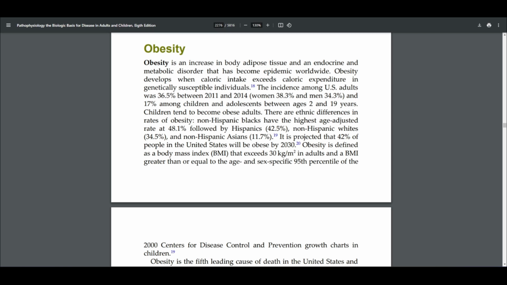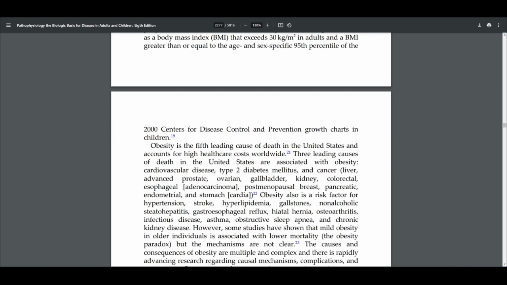Obesity is defined as a body mass index, or BMI, that exceeds 30 kilograms per meter squared in adults, and a BMI greater than or equal to the age- and sex-specific 95th percentile of the 2000 Centers for Disease Control and Prevention growth charts in children.